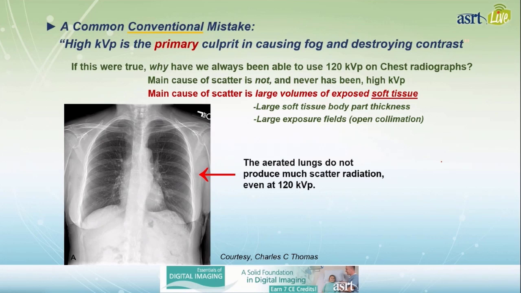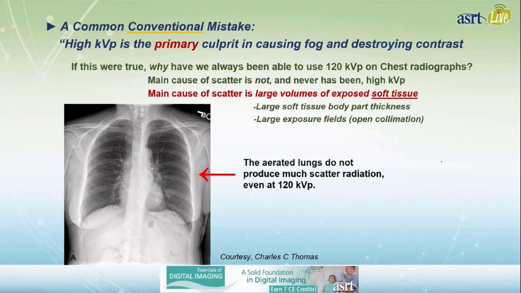It's because the aerated lungs in that chest do not produce much scatter radiation in the first place, just like the elbow, even at 120 kVp. That's why. So it has to do with the anatomy. The main cause of scatter is not and never has been high kVp. I'm not saying high kVp doesn't contribute. I'm just saying that it's not the main concern.